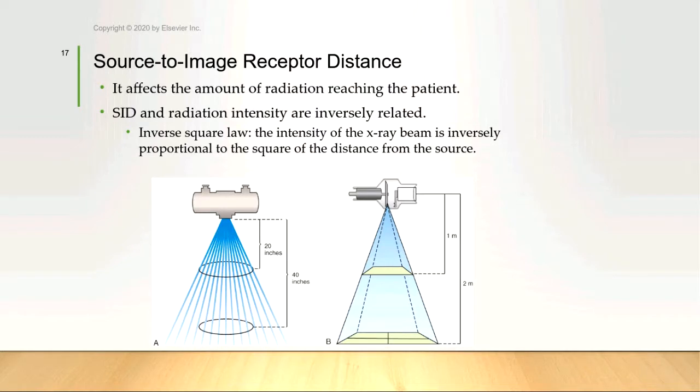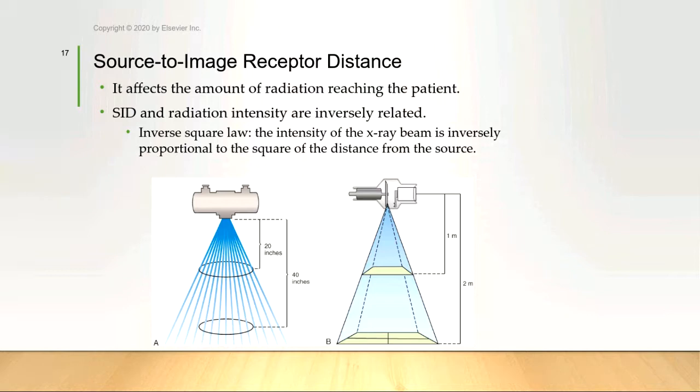Okay, so they tell you that SID and radiation intensity or quantity are inversely related. And the inverse square law says that the intensity of the beam is inversely proportional to the square of the distance from the source. Right? So again, we know this information. It's just bringing it back to mind and reiterating these concepts of why we do some of the things that we do.